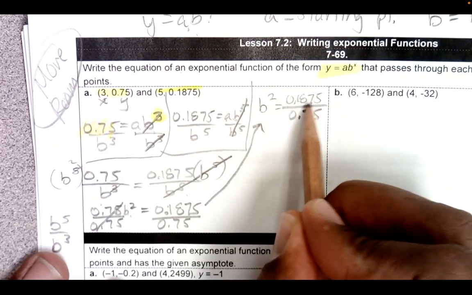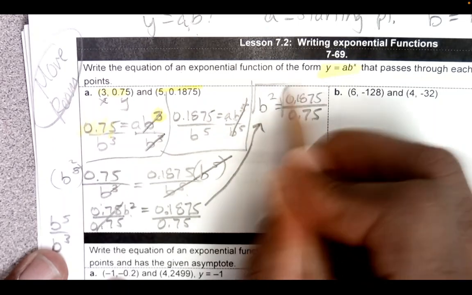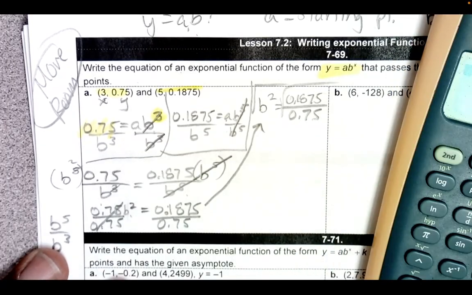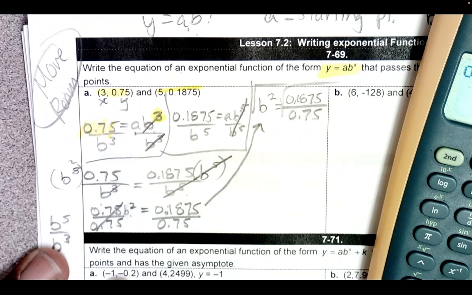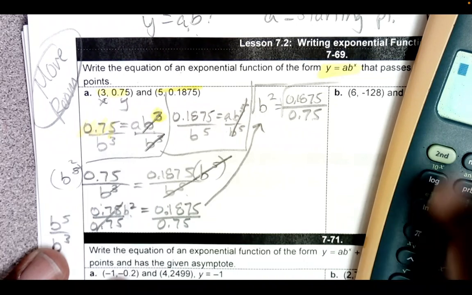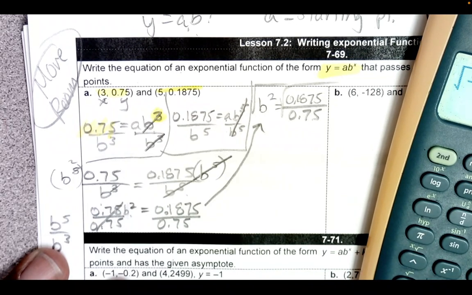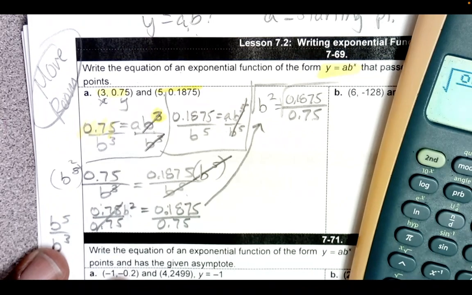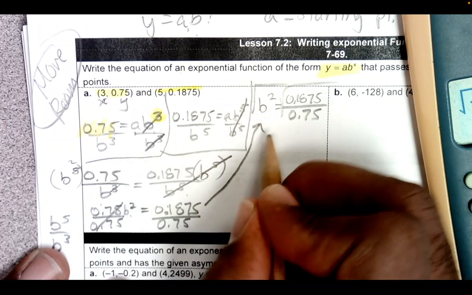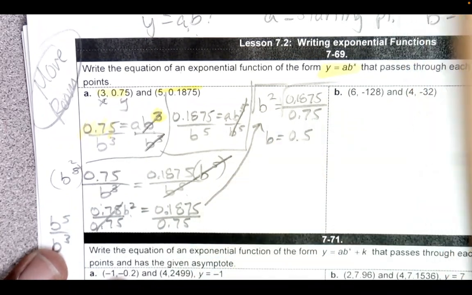Okay, so now I've got this divided by that, and I want to square root both sides. 0.01875. Oops, sorry, I want to square root that. So square root 0.1875 divided by 0.75, and you see it's 0.5. So b equals 0.5. Okay, so that's the b value.